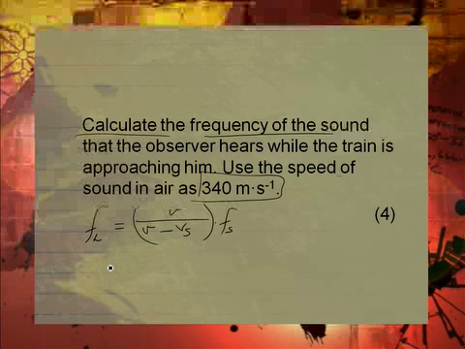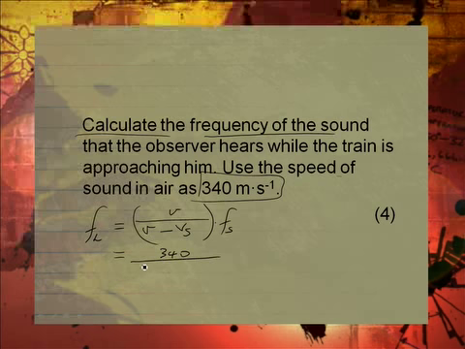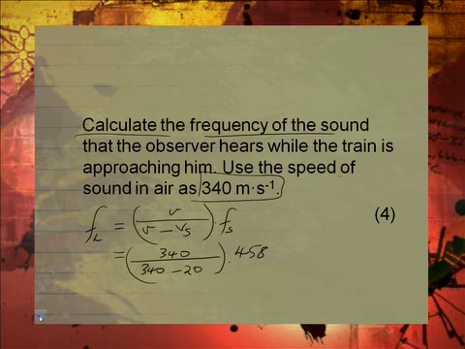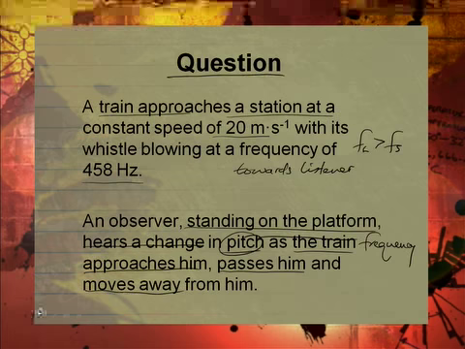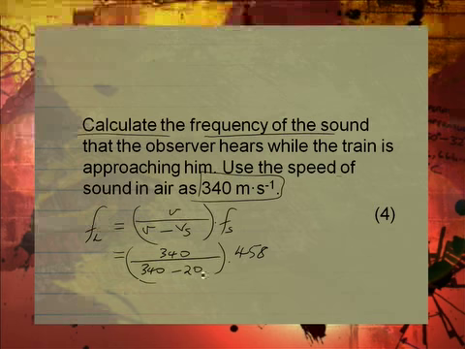And all you need to do at this point is to start substituting into it. v is what? 340, divided by v, which is also 340, minus the velocity of the source. The velocity of the train is 20, times the frequency of the source, the frequency of the whistle by the train. I think it is 458. We can confirm that quickly. Okay, so 458 hertz. So that's what you have. And when you have done this, you get the answer. I'm going to finish off this when we come back.